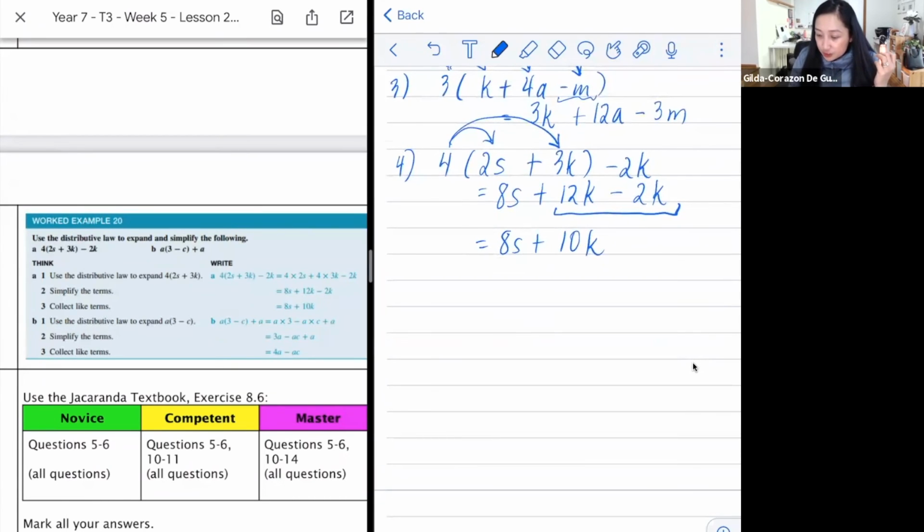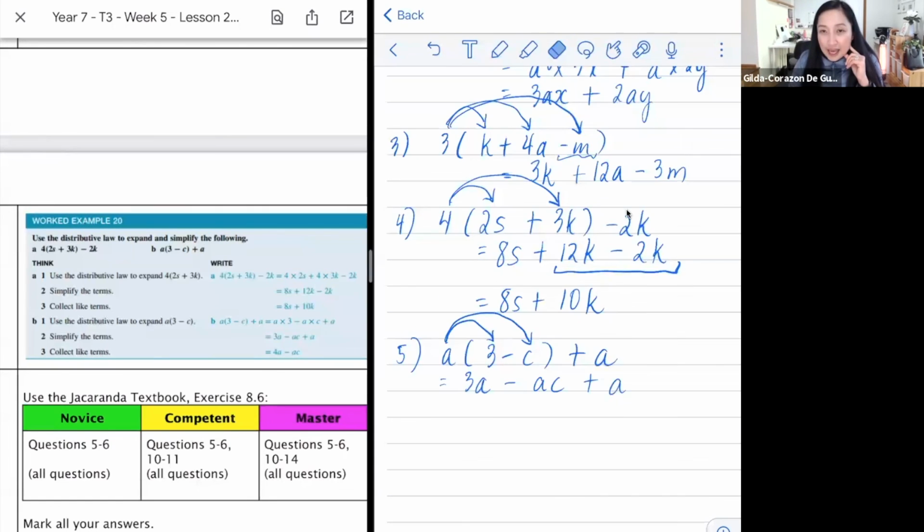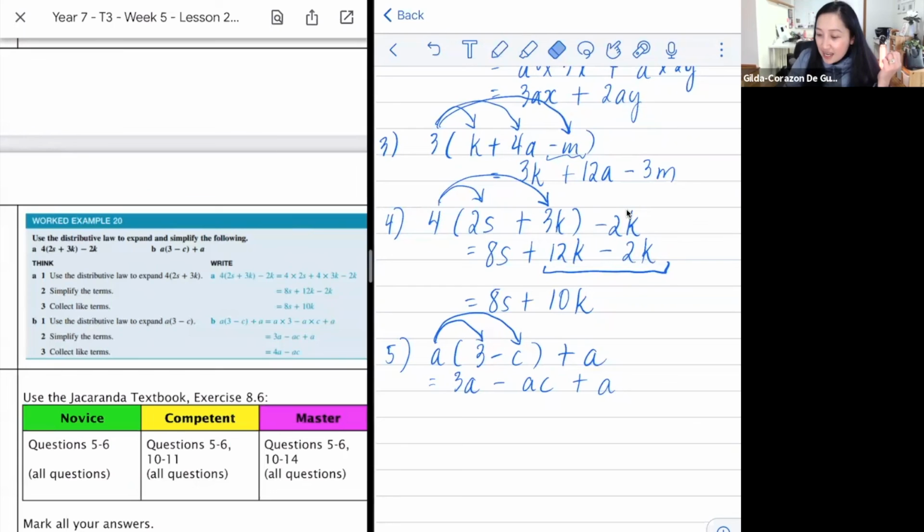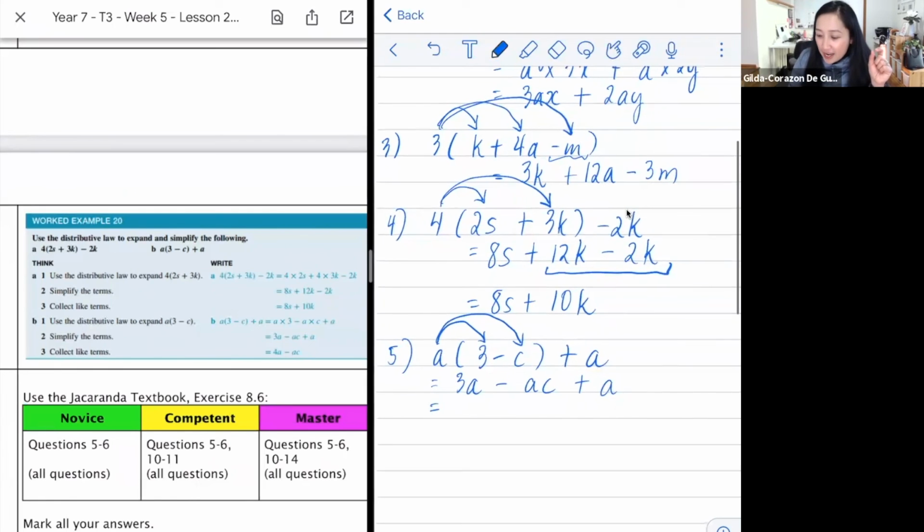Let's have question 5, which is similar, only it looks like you would have an a that's multiplied to each of the terms inside the bracket. You've got a times 3, you get 3a minus ac plus a, right? So from here, are there any terms that we can combine? 3a and a, thank you. So 3a plus a would give me, what's 3a plus a? I've forgotten. 4a, thank you, minus ac.